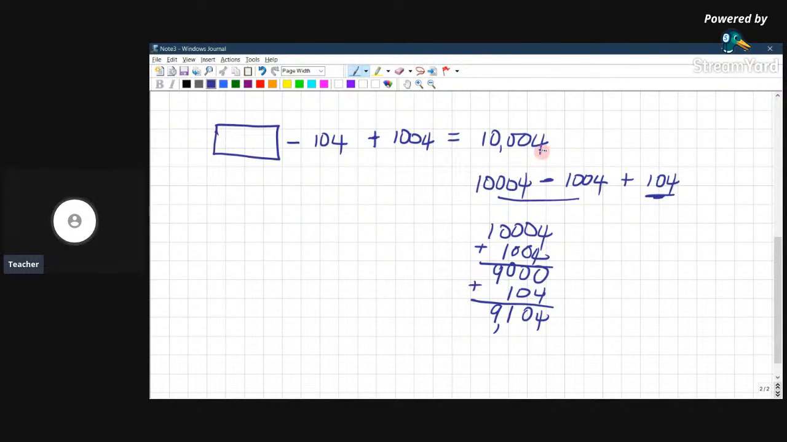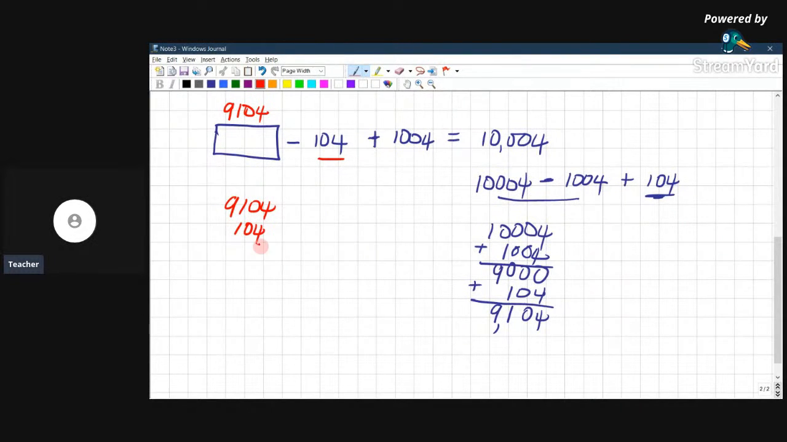So remember our original statement here. We're going to test this to see if it's correct. So we're going to swap colors, and we're going to say 9,104. And if that is so, if we take off 104 from that, so 9,104, we're going to first subtract 104.